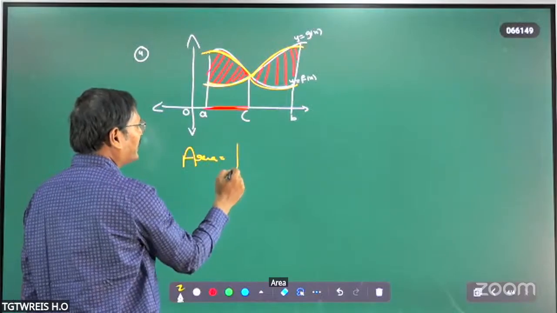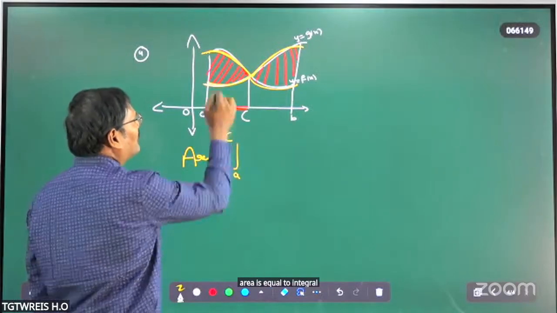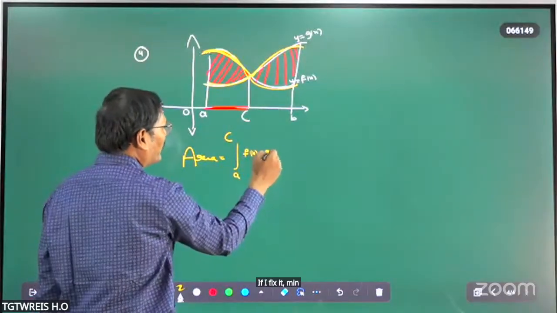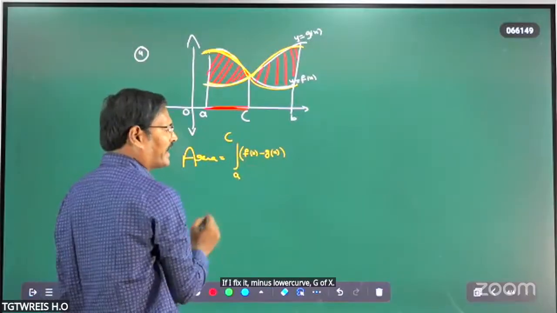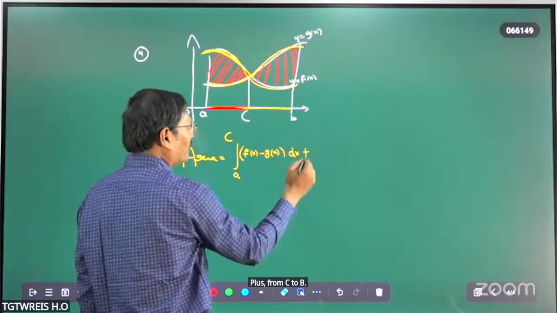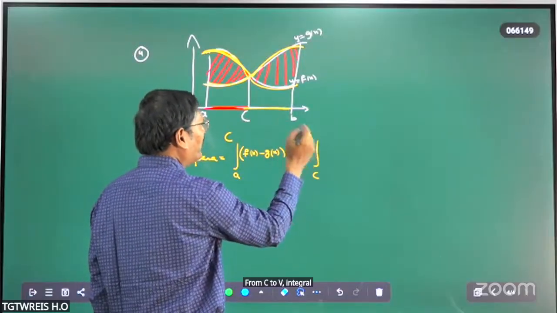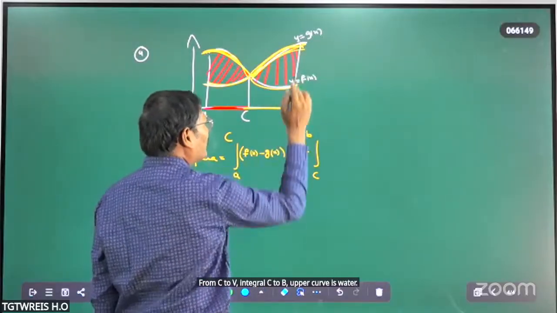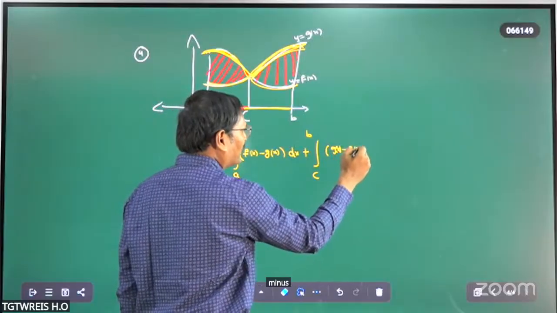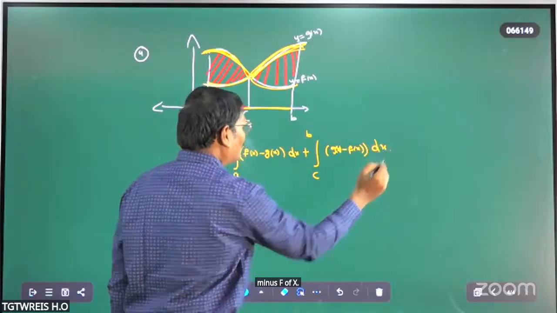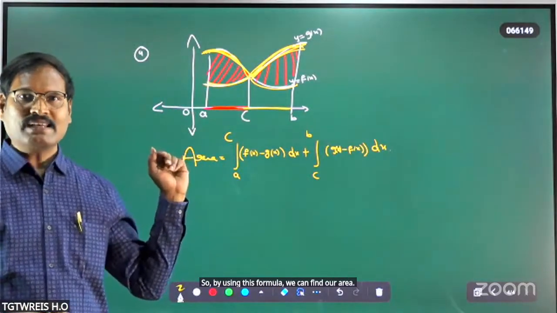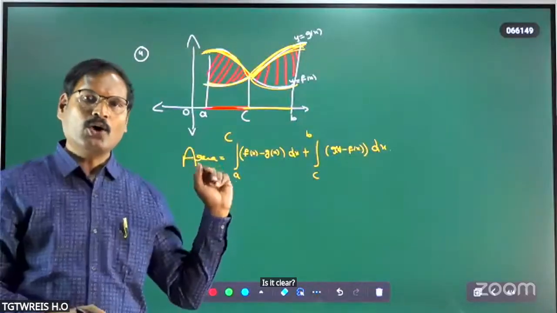Area is equal to integral A to C. What is the upper curve? f of x minus the lower curve g of x, f of x minus g of x dx, plus from C to B, integral C to B. The upper curve is g of x, so g of x minus f of x dx. So by using this formula, we can find the area. Is it clear? Yes or no? Okay.